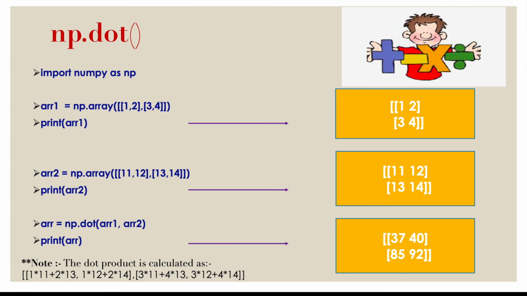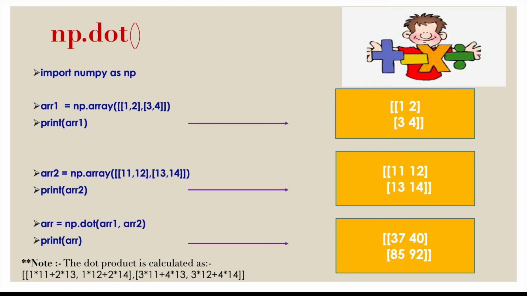If array 1 is an m-dimensional array and array 2 is an n-dimensional array, where n is greater than or equal to 2, then the dot function will perform the sum product over the last axis of array 1 and the second last axis of array 2. So here in this example, let's see how the dot product is calculated.